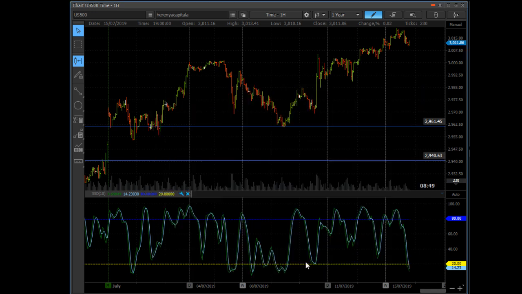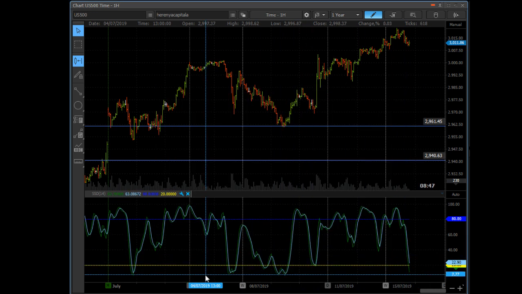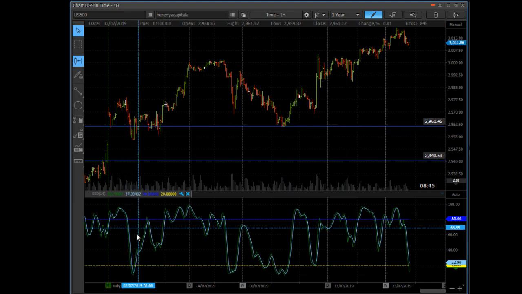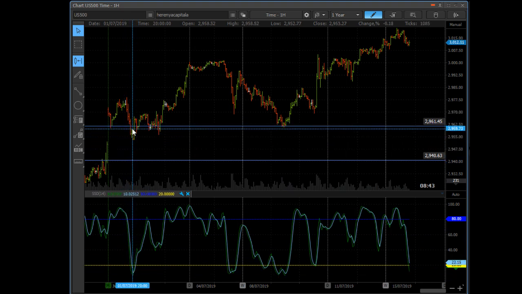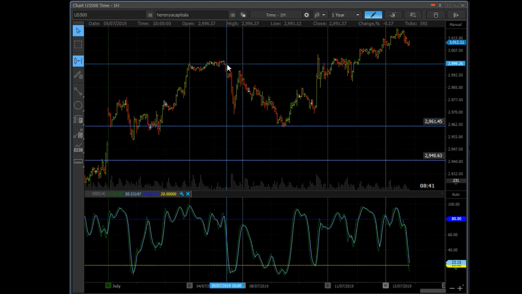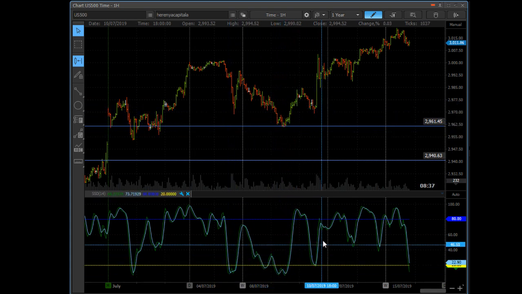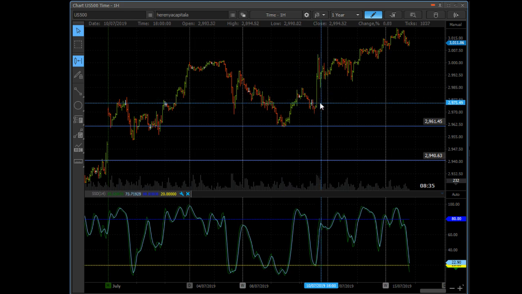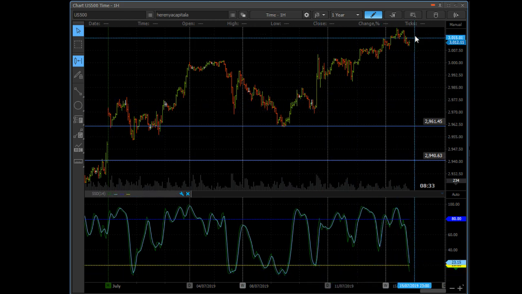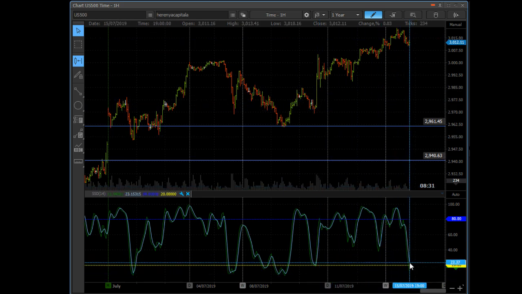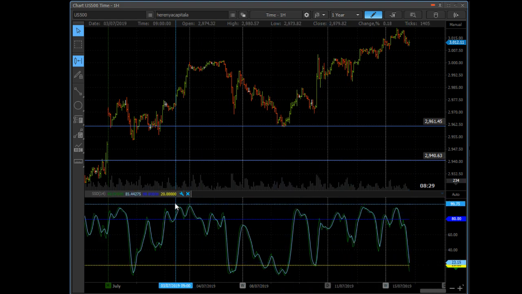So that's 14, 3, 3, and the indicator looks like that, right? So you've got a low around this area here, and then you've got a low around this area here, and a low around this area here, and then here as well, right? And then currently where we are now, it's almost hitting a low, right?